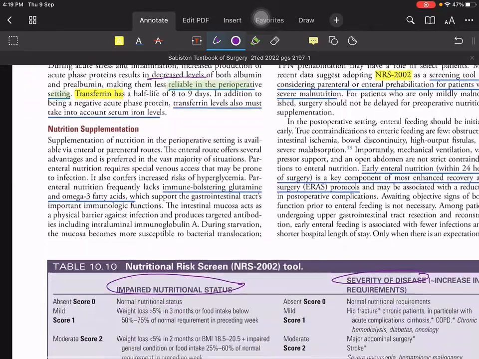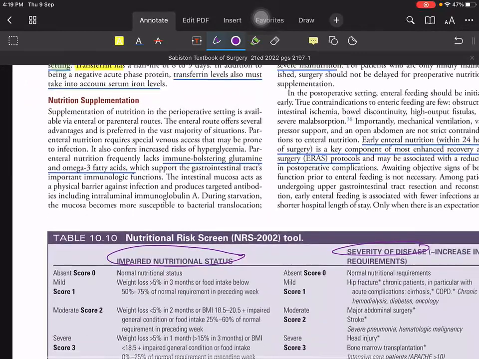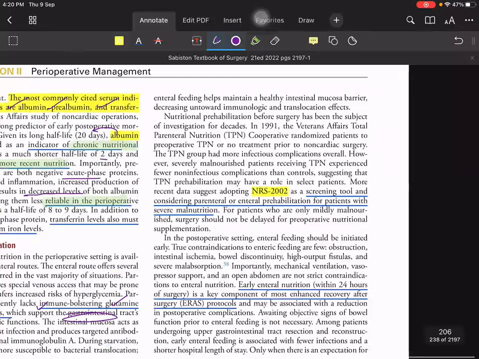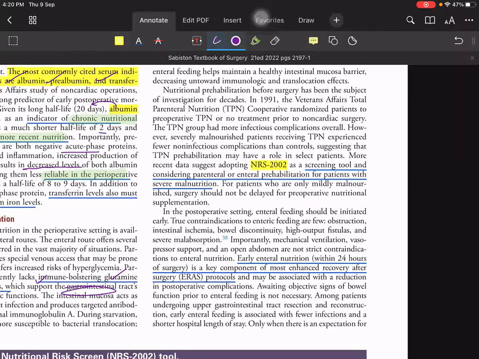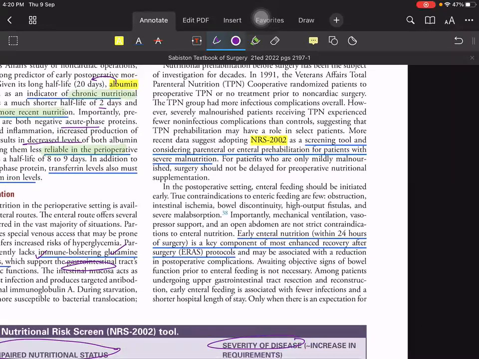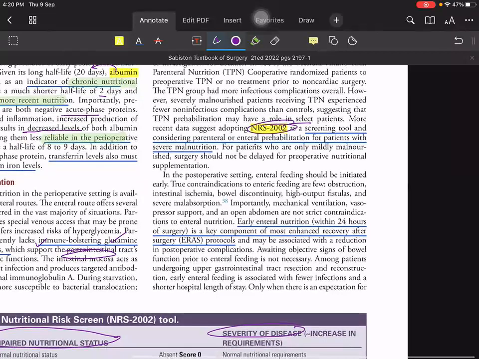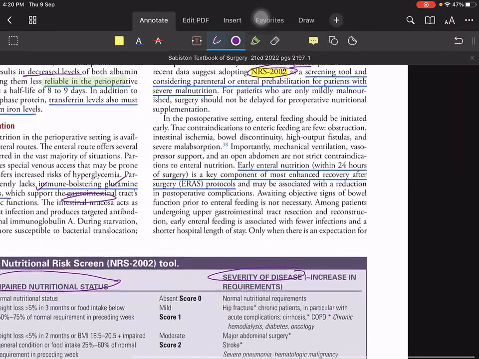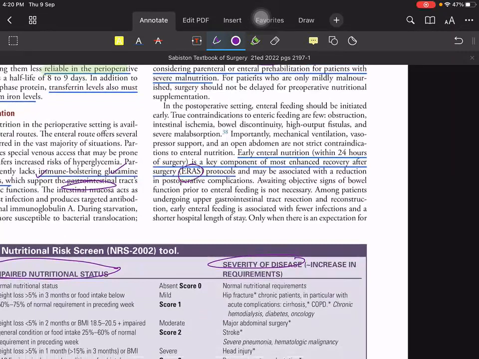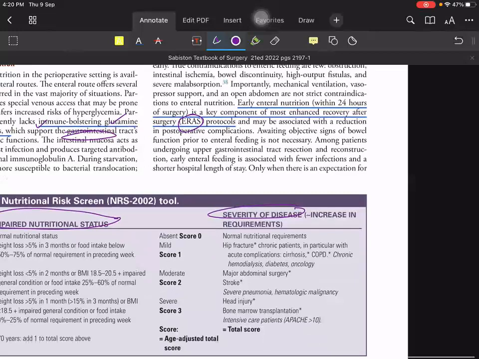Okay, and the nutrition supplementation. They're telling that parenteral nutrition frequently lacks the immune-bolstering glutamine and omega-3 fatty acids, which support the gut-associated lymphoid tissue and important immunological functions. For the gut, glutamine is very important and omega-3 fatty acids are very important. Many nutrients they are telling, and NRS 2002 is a screening tool, considering parenteral or enteral nutrition for patients with severe malnutrition. NRS 2002 is related to nutrition, especially parenteral or enteral preoperative rehabilitation for severe malnutrition. Okay, the ERAS protocol is telling that early enteral nutrition within 24 hours is a key component of enhanced recovery after surgery.